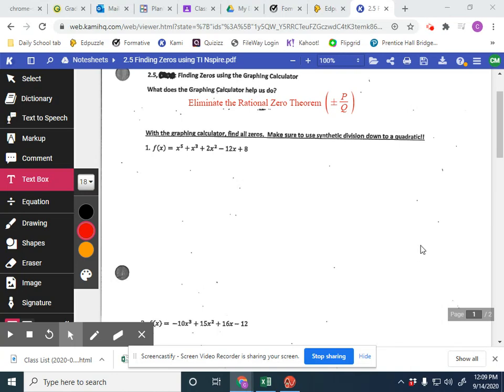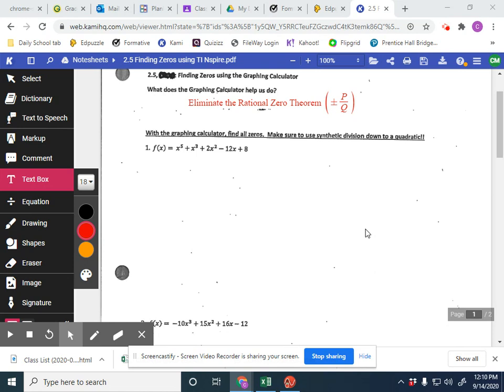All right, guys, for this video, we're going to do a lot of what we just did with the rational zero theorem, but we are going to use the TI Nspire to find the zero so we can kind of eliminate the rational zero theorem. You can kind of see it here on the notes. Well, what does the graphing calculator allow us to do? We can eliminate that whole plus or minus P over Q. That got to be a little bit tedious. You listed the possible rational zeros, and then you would do synthetic division. And if you didn't get the remainder to be zero, you kept doing it over and over again.